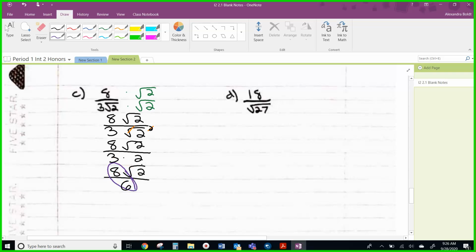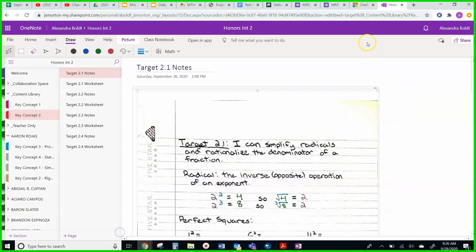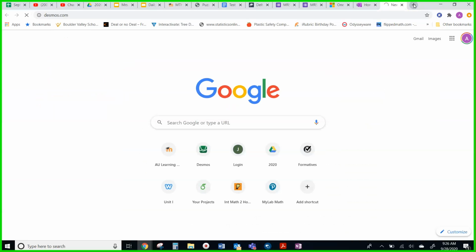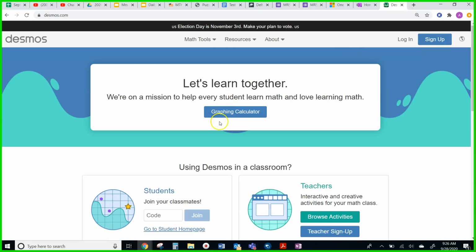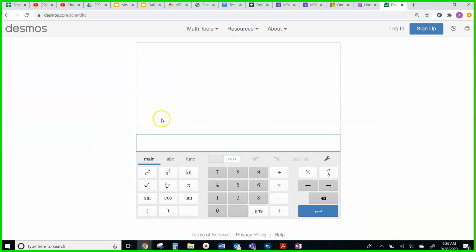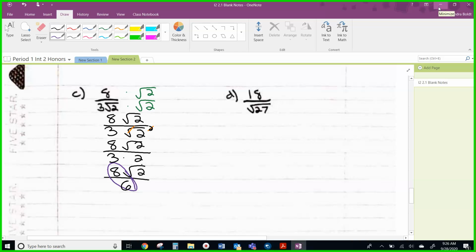Okay, this is where Desmos comes in very handy. I'm going to go to my scientific calculator in Desmos. Do 8 divided by 6. Again, you cannot put it as a decimal. You must have it as a fraction. So you have to click this button, and you get 4 over 3. So I'm going to write this as 4 square root 2 over 3.